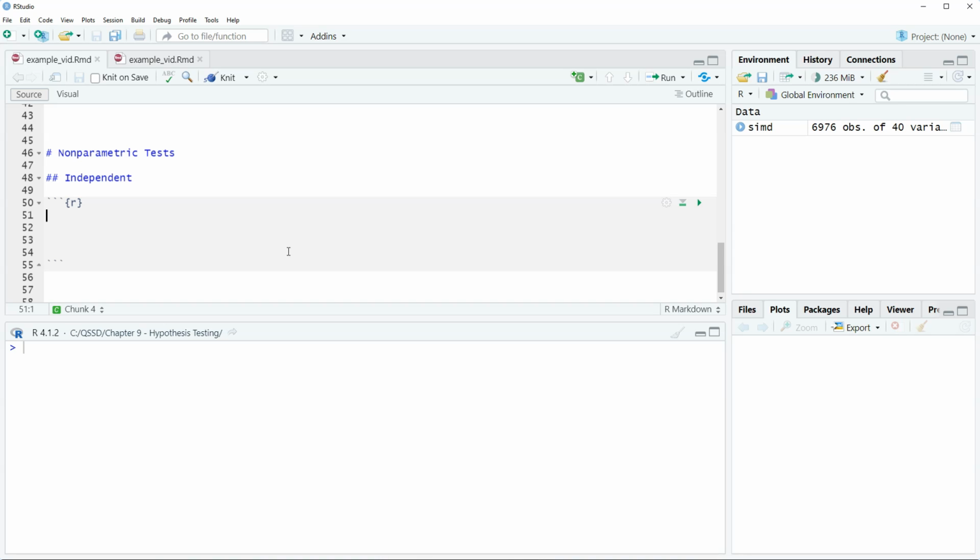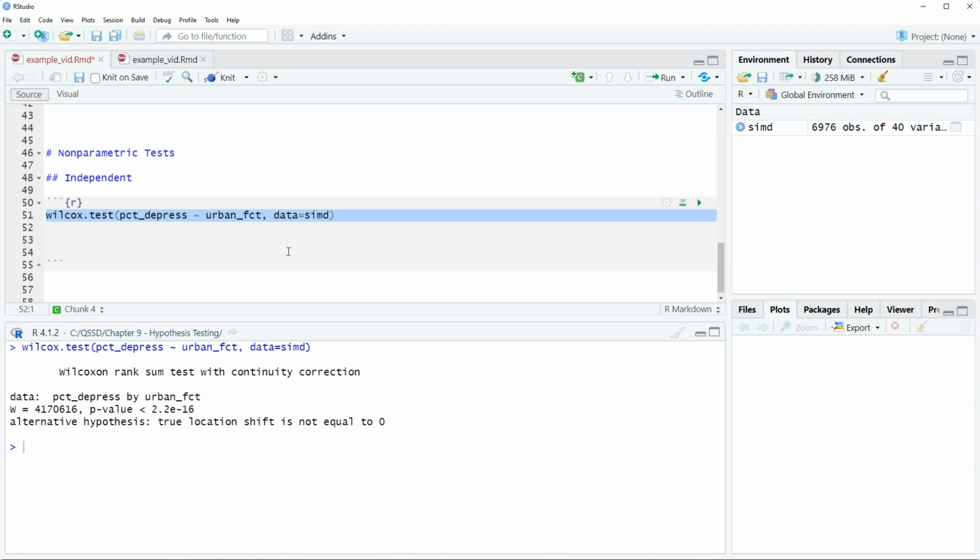One of the most common ones, or first ones used, is known as the Wilcoxon rank sum test. What it's doing is looking at the medians, and it's also looking at the distribution of the values. So let's take a quick look at this. The function in R is wilcox.test, and then we have %_depress, then a tilde, then urban FCT, and then our data equals SIMD. Let's highlight that and run that.